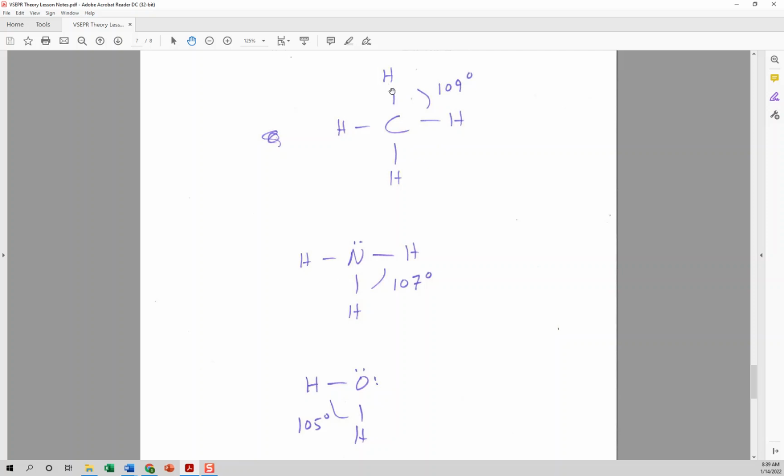But if I take one of those bonds away and make it a lone pair instead, I'm going to force the remaining bonds 2 degrees closer. So 109 goes to 107. And then if I take another bond away and replace it with a lone pair, I'm going to push it 2 degrees closer than 107. So as you go from tetrahedral to trigonal pyramidal to bent, you go 109 to 107 to 105.